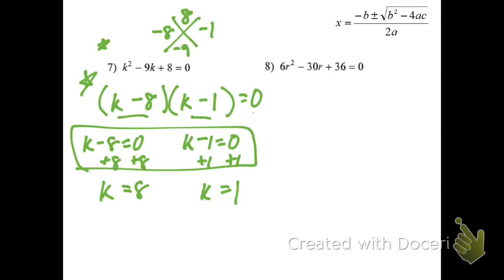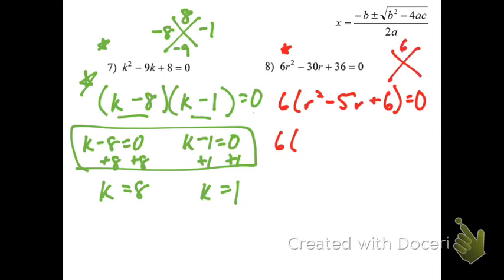Next example here, I'm going to go ahead and take this, and instead of using the bubble method here, I'm going to factor a 6 out first. So if you take a 6 out, you're left with r squared minus 5r plus 6. All right? So then I have 6, and I have to work with this. Now, what two numbers multiply to 6 and add up to negative 5? Okay, you might be tempted to say 6 and 1, but that's not going to work. I'm going to go ahead and say 2 and 3, but you make them both negative. So I have r minus 2 and r minus 3.